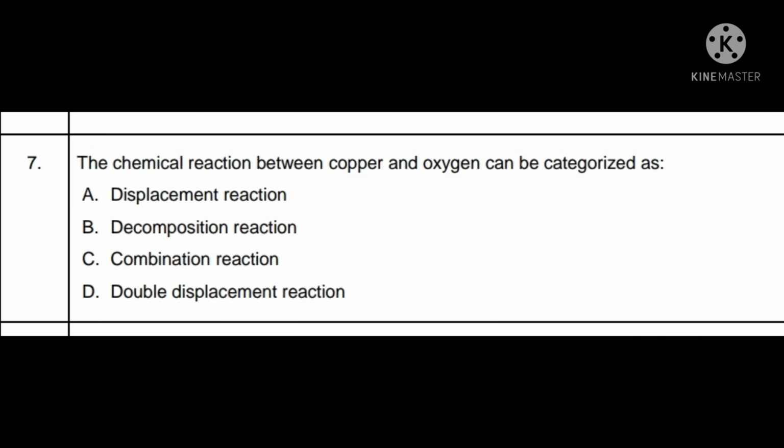Seventh question, the chemical reaction between copper and oxygen can be categorized as option A, displacement reaction, B, decomposition reaction, C, combination reaction, D, double displacement reaction. The answer is option C, combination reaction.